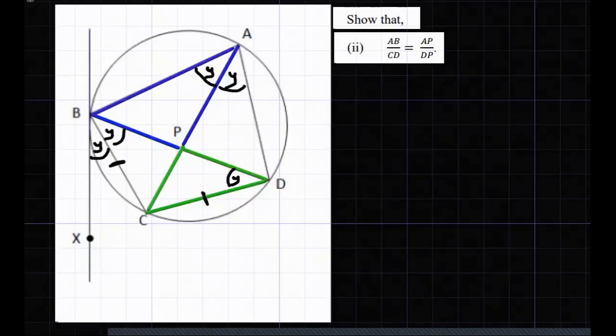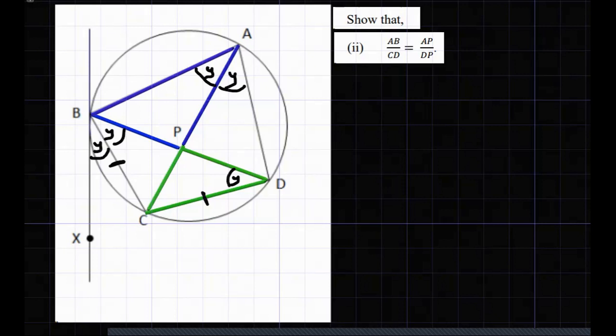All right, so let's look at Roman 2. What are they asking in Roman 2? Show that AB is to CD is equal to AP is to TP. All right, so when I see something like this, ratios in a geometric question, the ratio between sides, the very first thing that comes into my mind is similar triangles.